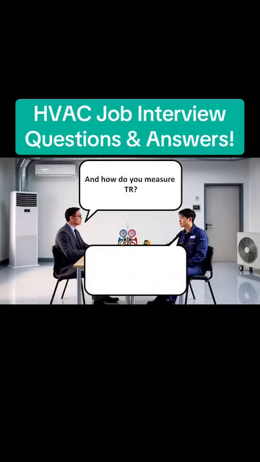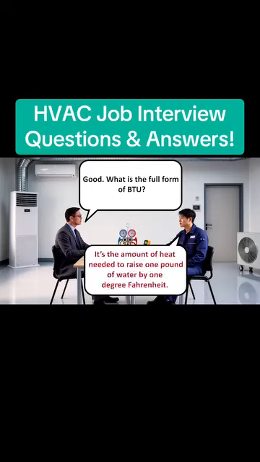And how do you measure TR? It can be measured in British thermal units per hour, kilowatts, or watts. 1 TR equals 12,000 British thermal units per hour, which is about 3.517 kilowatts. Good. What is the full form of BTU? BTU means British thermal unit. It's the amount of heat needed to raise 1 pound of water by 1 degree Fahrenheit.